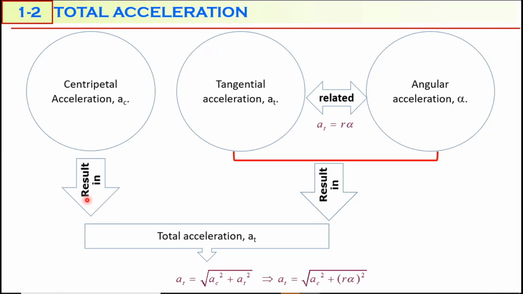But when we combine these two types of acceleration by the Pythagorean theorem, we calculated the total acceleration as the root of AC squared plus AT squared. Sometimes they are doing this thing. Instead of AT, what can I write? AT is equal to R alpha. It's possible to rewrite this equation as: total acceleration is equal to the root of AC squared plus, instead of AT, I can insert R times alpha, so it becomes R alpha squared. This is also an alternative form of that equation.